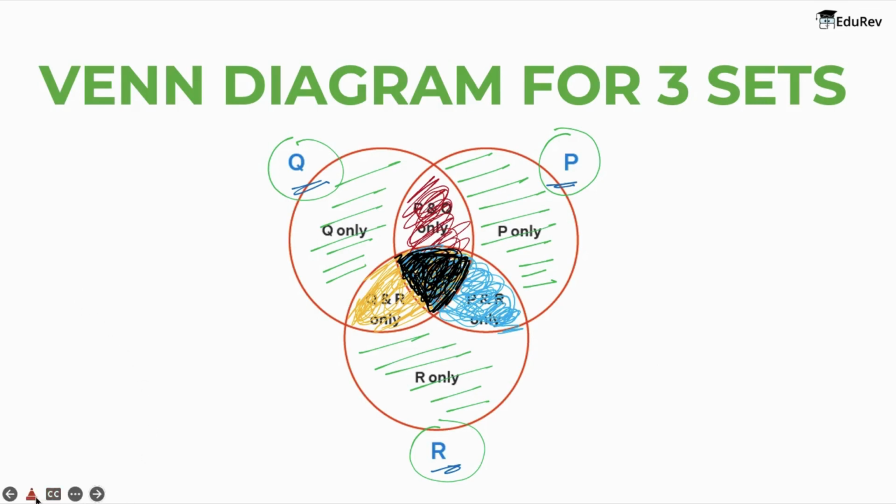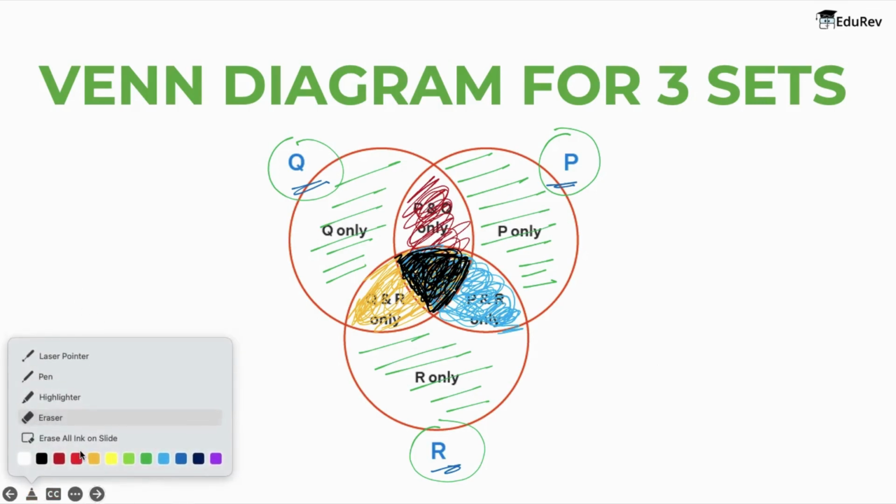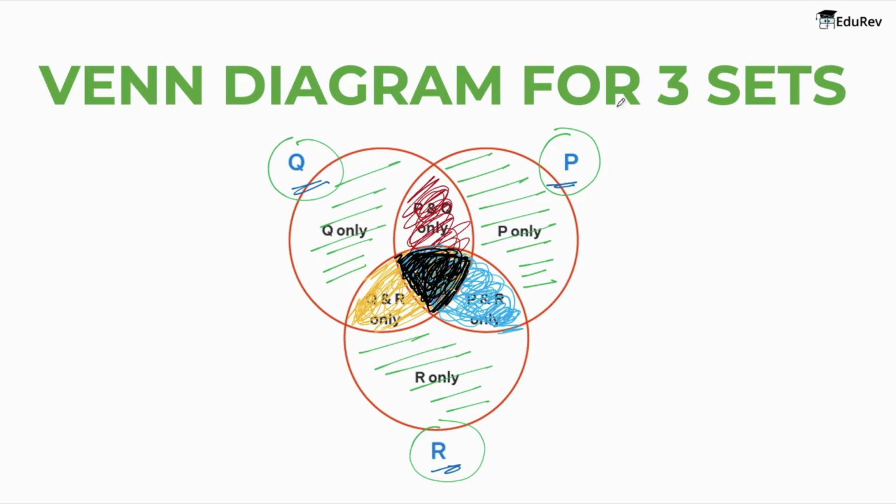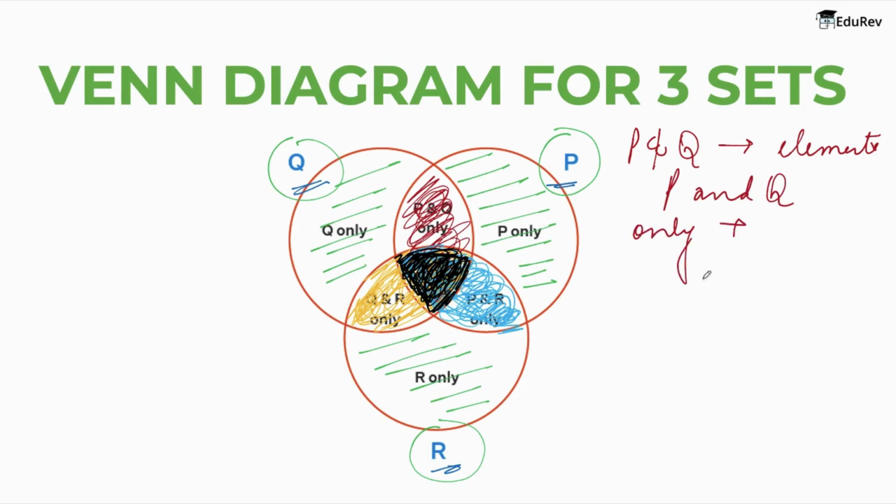Okay. So let's write the observations which we have observed here. They are saying that the elements in P and Q will be the elements in your P and Q only, plus your elements that are present in your P intersection Q intersection R.